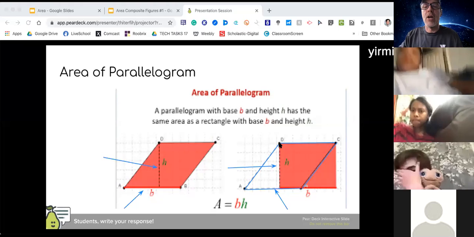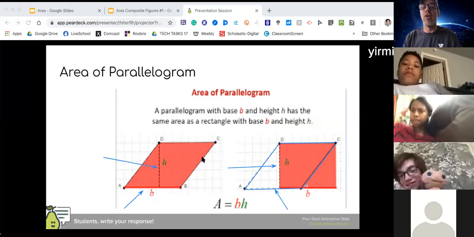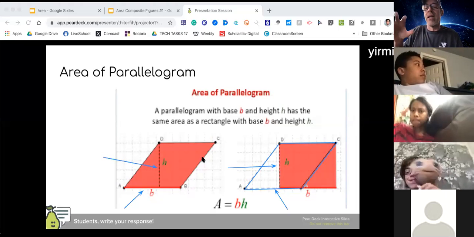Thank you, EP, for being quiet. See, the actual parallelogram is there, but they've got that red rectangle.